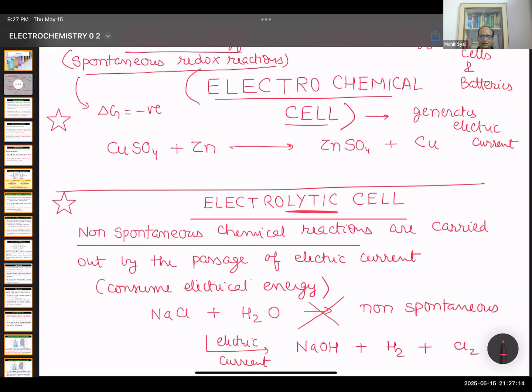Yes, Aisha. Galvanic cell is an example of an electrochemical cell. Got it? Or galvanic cell, right? Daniell cell is an example.